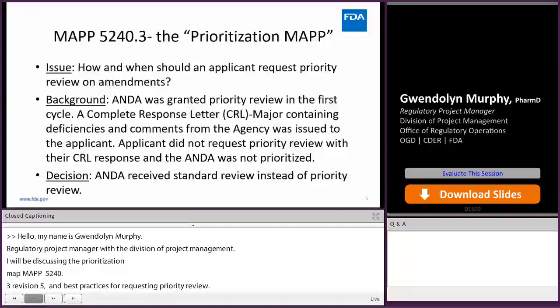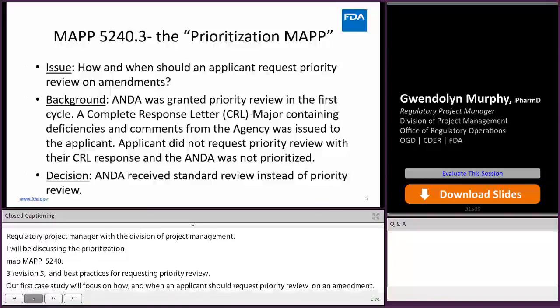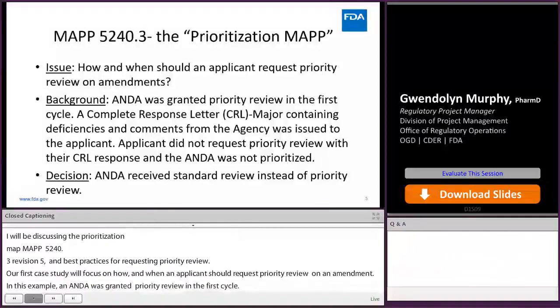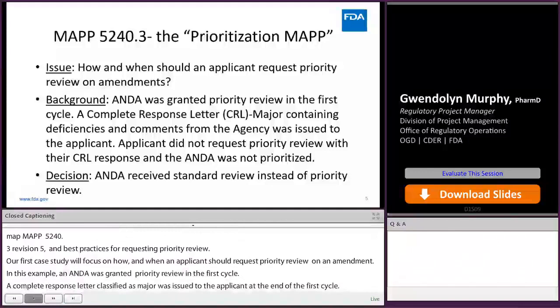In this example, an ANDA was granted priority review in the first cycle. A complete response letter classified as major was issued to the applicant at the end of the first cycle. However, when the applicant responded to the CRL, they did not request priority review with the resubmission. Ultimately, this ANDA received a standard review instead of a priority review.